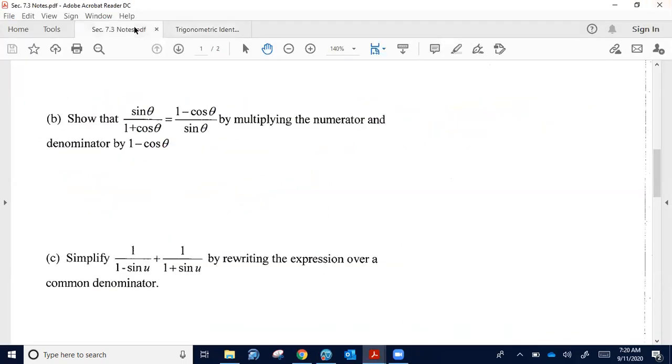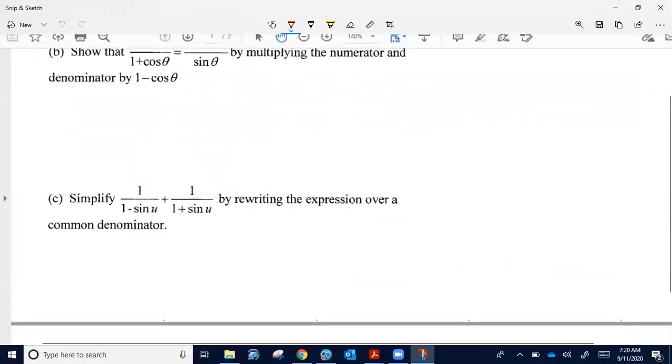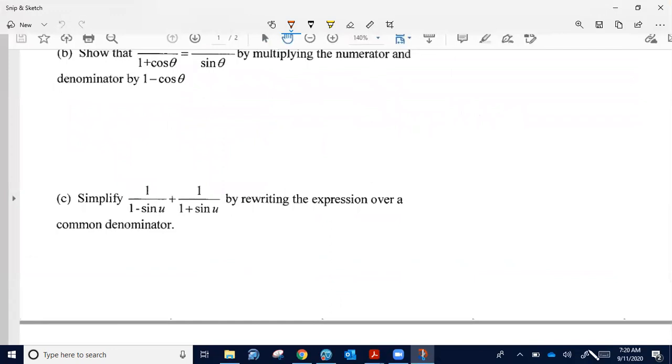Again, this next one is somewhat incomplete because we don't have what it's equal to. So I'll give that to us here. If we have 1 over 1 minus sine of u plus 1 over 1 plus sine of u equals, should be 2 secant squared u. So again, we will always have a left and a right. Always.